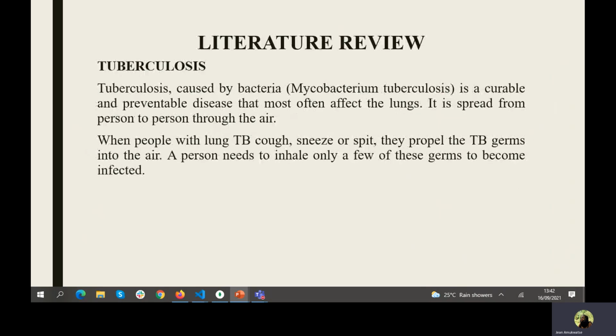Literature review: TB is caused by bacteria known as Mycobacterium tuberculosis, and is actually a curable and preventable disease that most often affects the lungs. It is spread from person to person through air, and when people with lung TB cough, sneeze or spit, they propel the TB germs into the air. So a person needs to inhale only a few of these germs to become infected with TB.